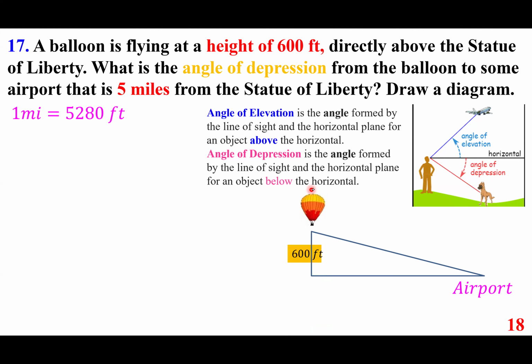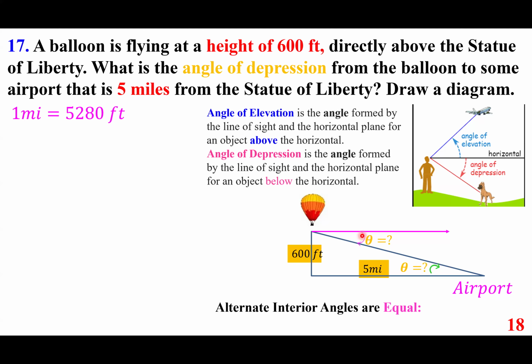So if we were to draw the setting, here's the balloon, and here's 600 feet above, and the airport is at the distance of 5 miles. This angle is the angle of depression, which we call theta, and it's missing in action. We are looking to find that. So this angle is identical to this one. We've already discussed that. The concept is because alternate interior angles are equal.